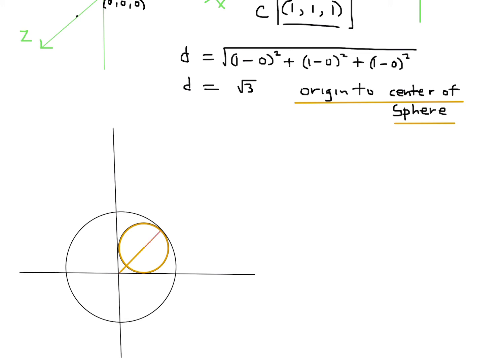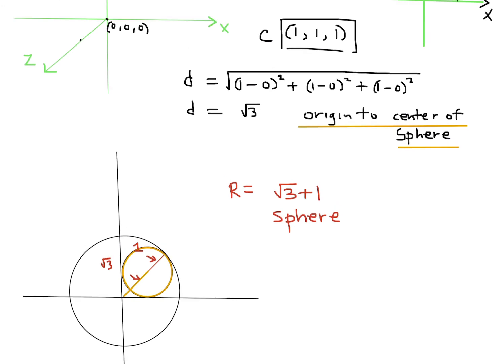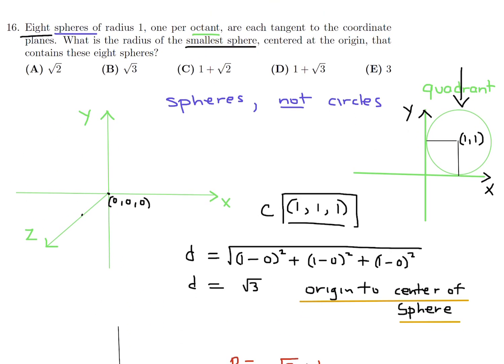Correct? So this right here was root 3. Here is 1 because that's the radius. So the full distance from there to there is root 3 plus 1. Okay? Now, like I said, I'm explaining to you the question in 2D, but we are actually in 3D in the actual question. So this represents the radius of the sphere, root 3 plus 1. And therefore the answer to number 16 is D.